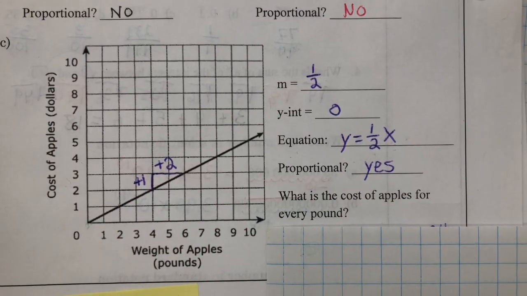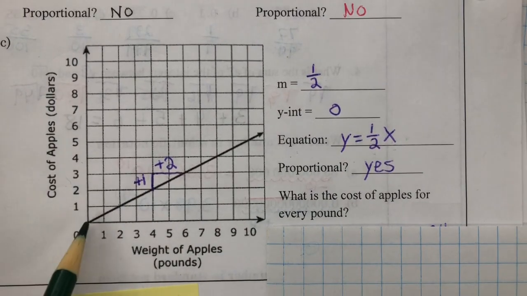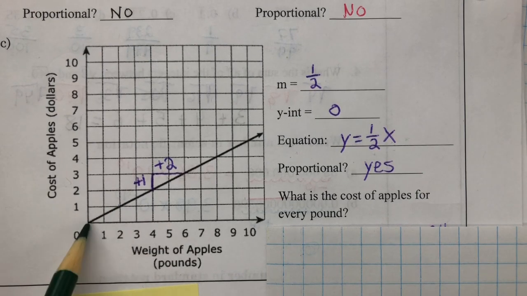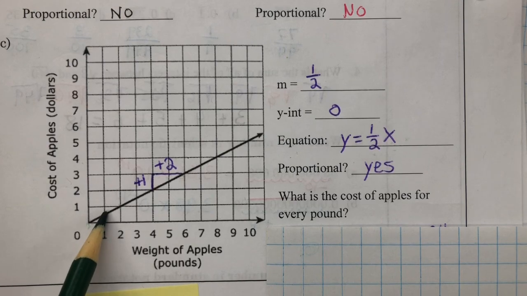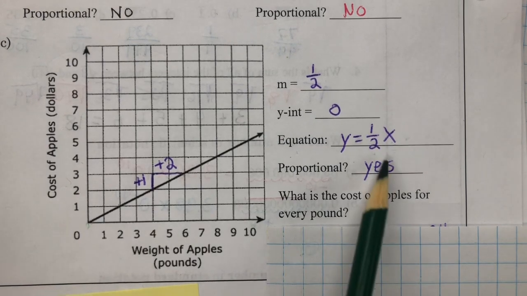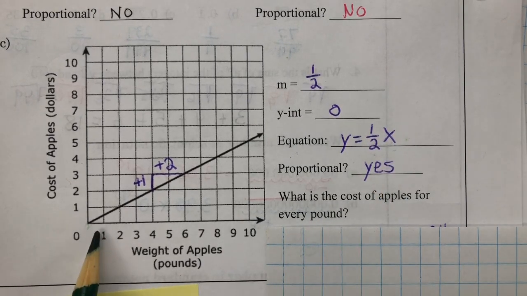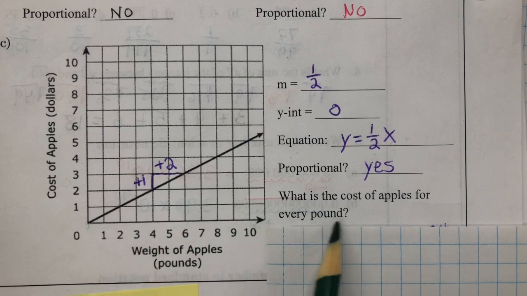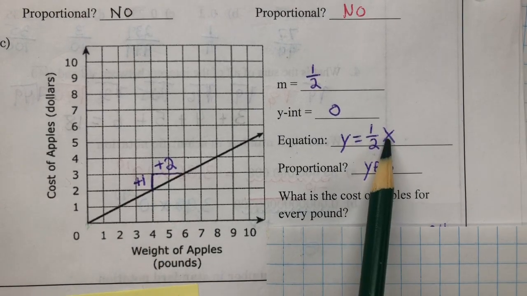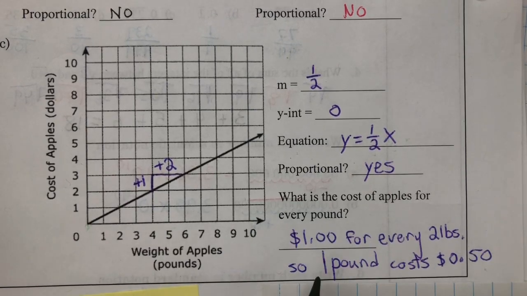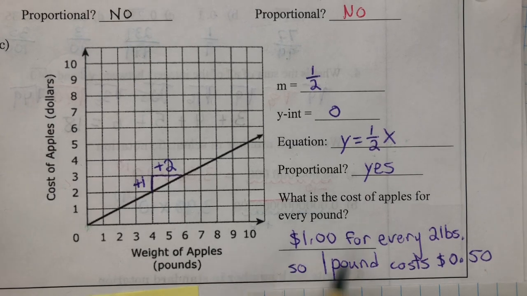What is the cost of apples for every pound? Well, we know 2 pounds is $1. So 1 pound is going to be 50 cents. It's going to be half of that. And we could use our equation to do that. If we're talking about every pound, 1 pound, so x equals 1, half of 1 is 50 cents. So $1 for every 2 pounds, 1 pound costs 50 cents.